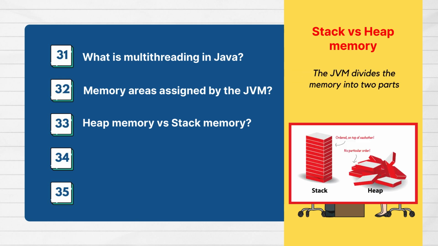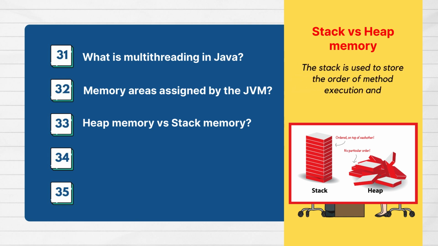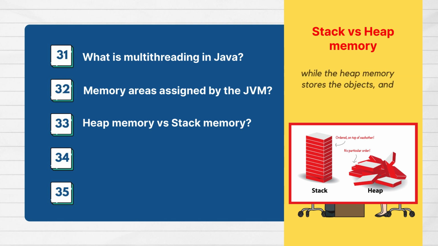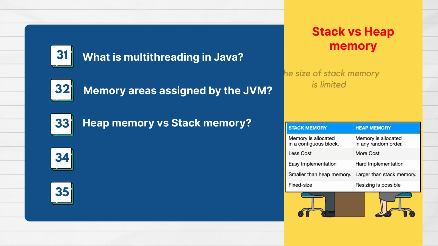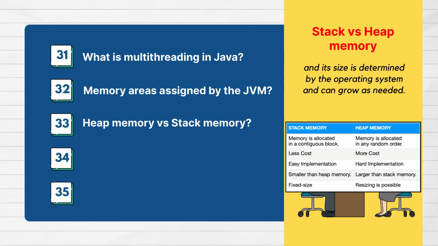The JVM divides the memory into 2 parts, stack memory and heap memory. The stack is used to store the order of method execution and local variables that follow a last-in first-out mechanism, while the heap memory stores the objects, and it uses dynamic memory allocation and deallocation. The size of stack memory is limited, and exceeding this limit can lead to a stack overflow error. Heap memory is a larger memory space compared to the stack, and its size is determined by the operating system and can grow as needed.